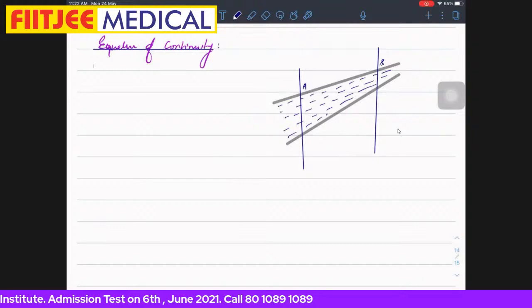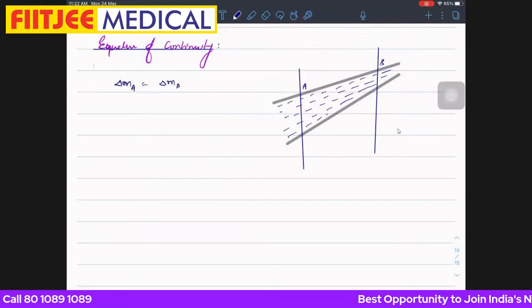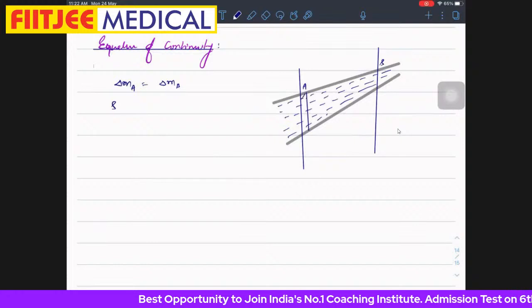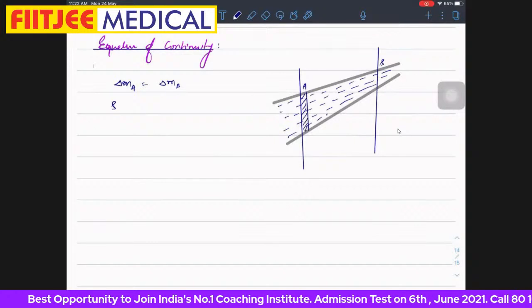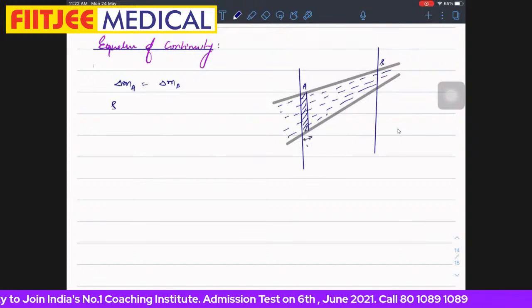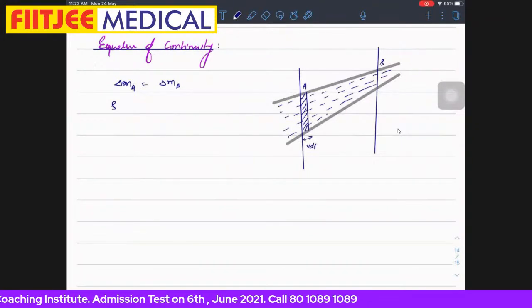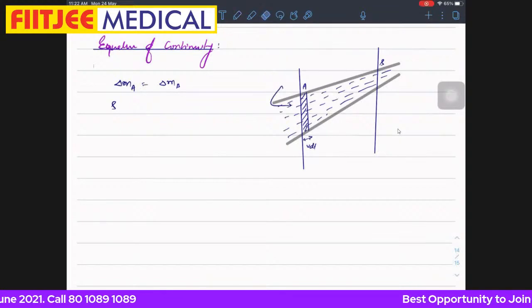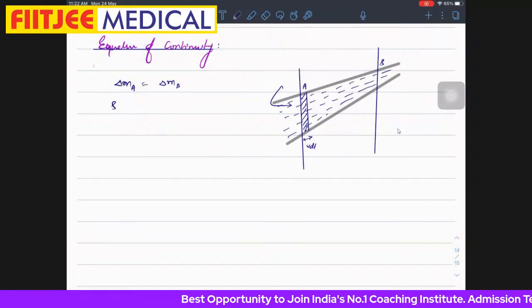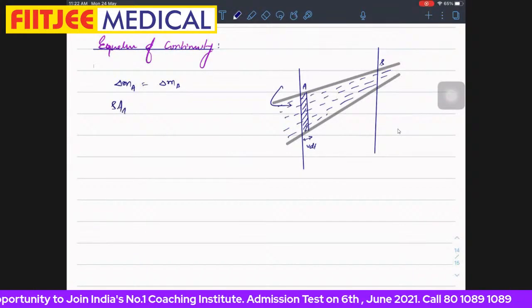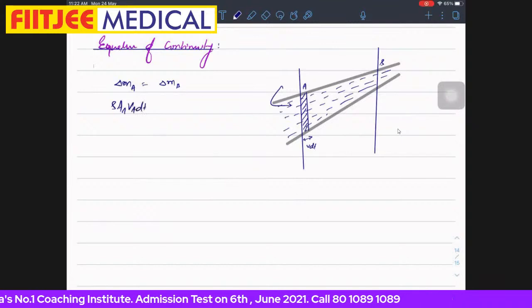So whatever the mass delta MA, this should be equal to delta MB. Suppose here velocity was V. If I take a small section here, the section length will be V dt. Suppose its area is AA here. So delta M, what can I write? Density of liquid into the volume. Volume is area at A into velocity at A into dt.